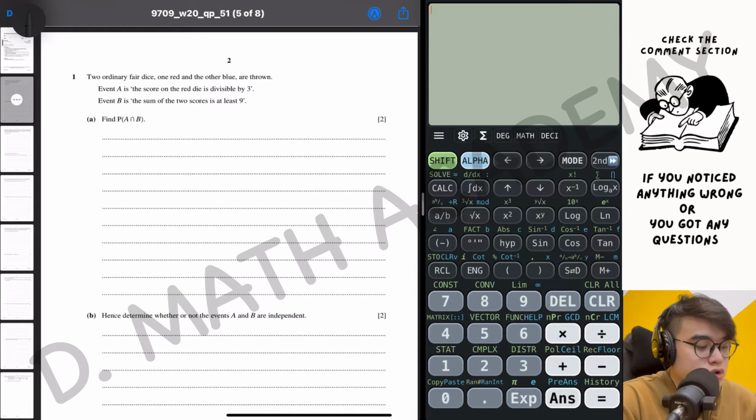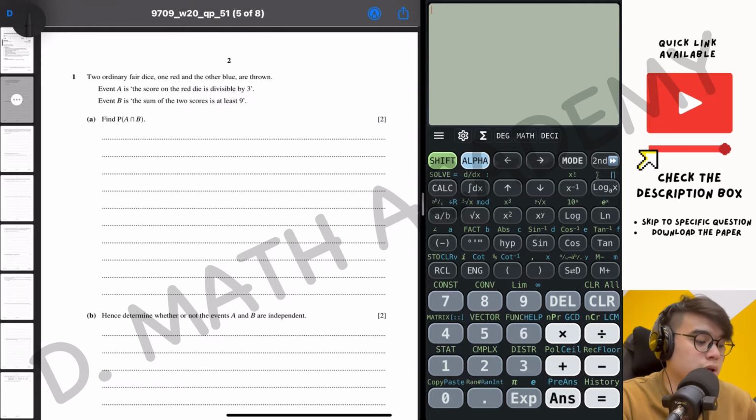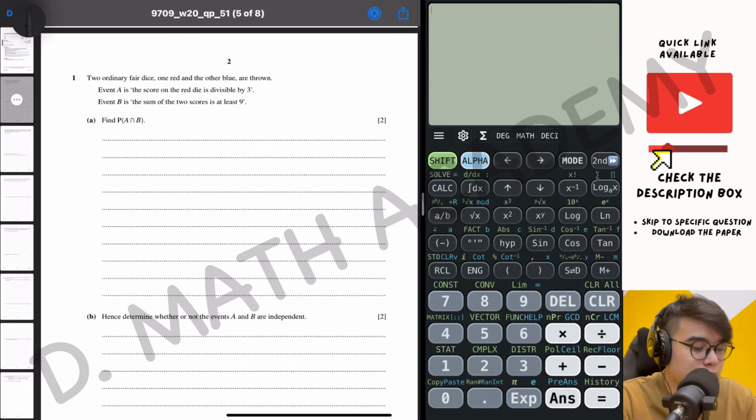Okay, they were asking about two ordinary fair dice, one red and the other blue, being thrown. Event A is that the score on the red dice is divisible by 3, while event B is that the sum of the two scores is at least 9. To get it done, you need to write this down. We have 1, 2, 3, 4, 5, 6. Let's say this is for the red one, while this is for the blue one. We have 1, 2, 3, 4, 5, 6 as well.